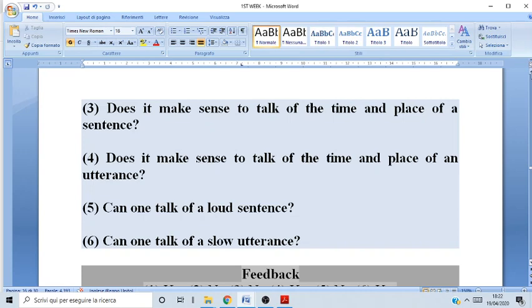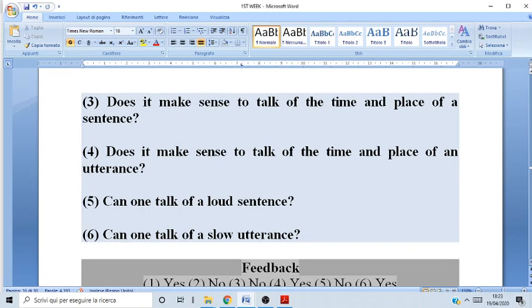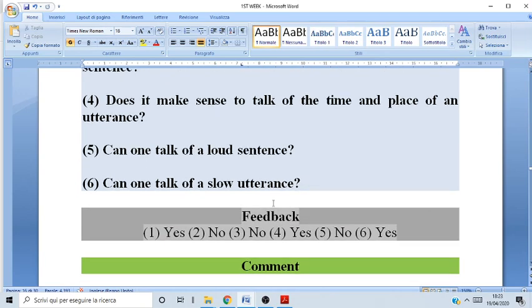If you got the meaning of sentence and utterance, this one should be an easy one for you. No, we cannot talk of a loud sentence, because we don't say it, but we can talk of a slow utterance. How we say something. We say it slowly. Okay. And then you have your feedback over here to double check.